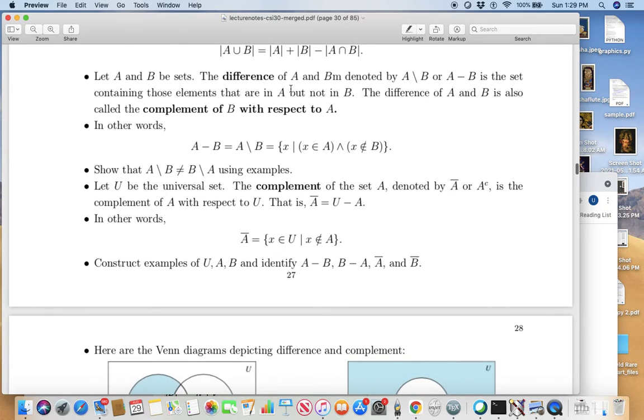Let's continue. The difference of A and B, denoted by A minus B, written like this with a set minus, or written with a horizontal minus. Both are acceptable notations. A minus B is the set containing those elements that are in A but not in B. The difference of A and B is also called the complement of B with respect to A. It's the set of all those x's such that x is in A and x is not in B.